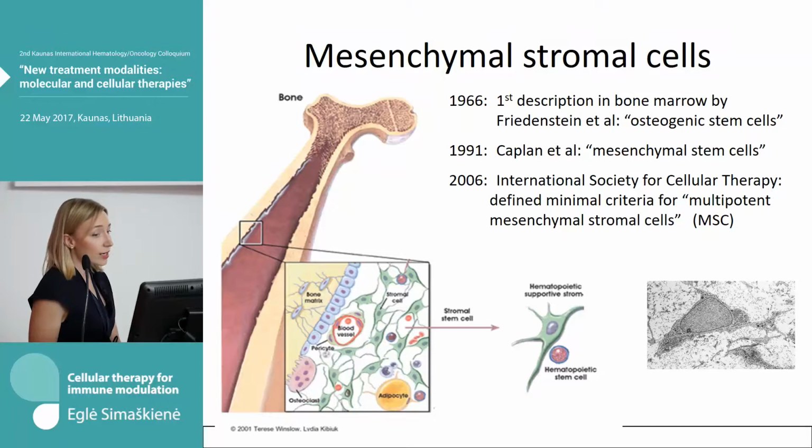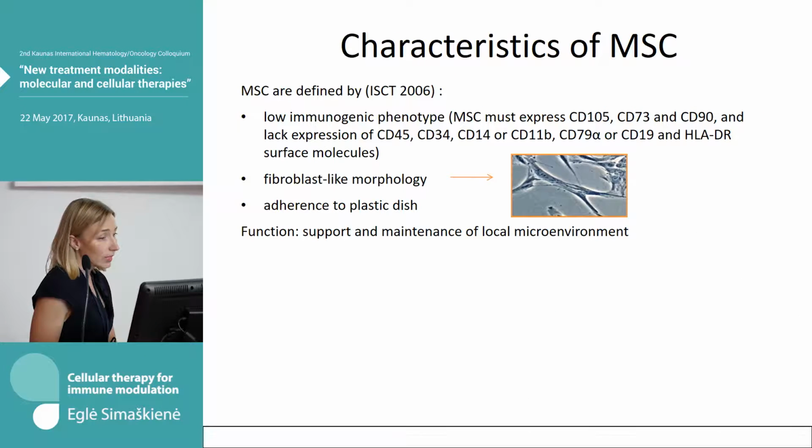The International Society for Cellular Therapy in 2006 defined minimal criteria for these cells. So these cells are defined by a low immunogenic phenotype, and they have to have a specific surface antigen expression. They have fibroblast-like morphology, and they can adhere to a plastic dish.